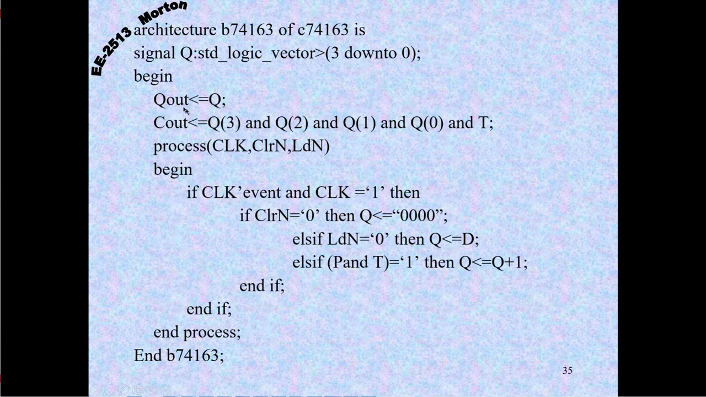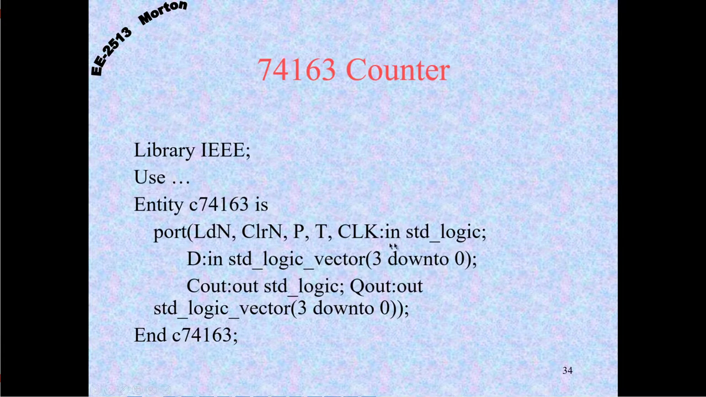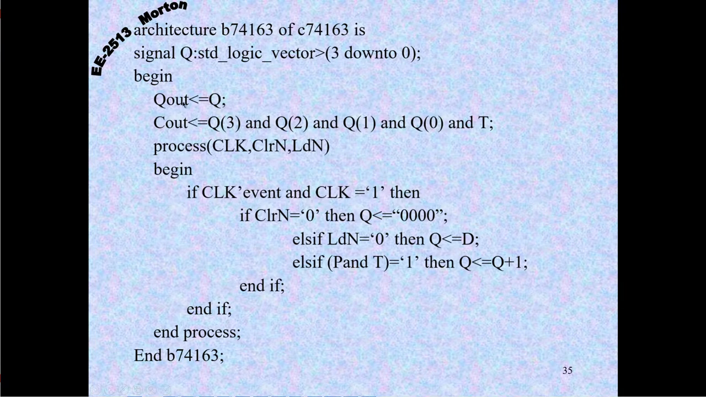All right. And then here's the architecture. So the architecture is going to use this port list. All these single bit signals, load not, clear not, P, T, and clock, are all inputs. And then the outputs are 4 bits for Q out and 4 bits of C out. So the first thing we do, we let Q out equal Q, and C out equal Q3, Q2, Q1, Q0, and T. So that's the carry out.